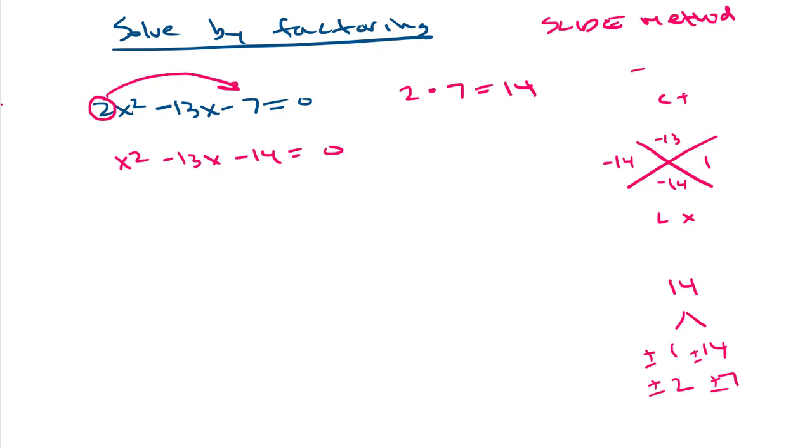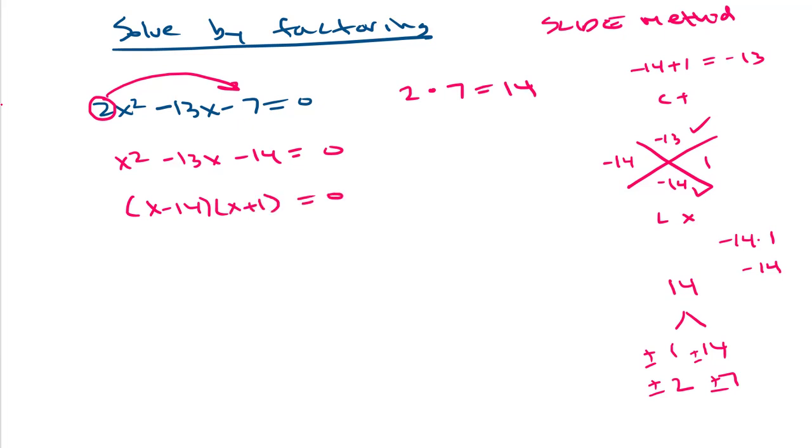So let's see. Minus 14 plus 1 gives me negative 13. So that checks. And then negative 14 times 1 gives me negative 14. So that also checks out. So both of these will work. Now I know my two factors. So I'll have x minus 14 and then x plus 1 equals 0.